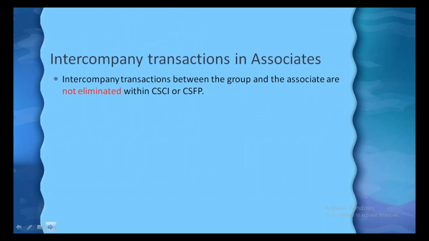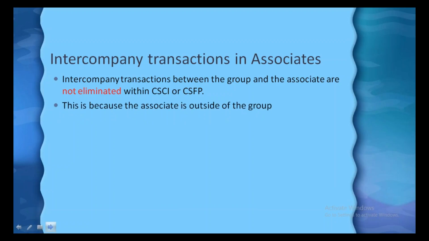So as I said, intercompany transactions are there between parent and associate. So how are we going to work through this one? Intercompany transactions between the group and associate are not eliminated within the consolidated comprehensive income and the consolidated statement of financial position. Not eliminated. So you can have a sale from the parent to the associate. When you are consolidating the two companies together, you don't eliminate the sale because even though it's an intercompany sale, you are not controlling the company and therefore it can be considered as an outside sale.